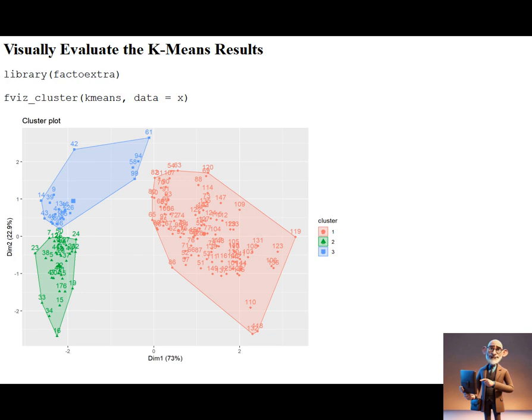It allows us to identify any potential issues, such as overlapping clusters or outliers. Visual inspection complements the quantitative assessment provided by the elbow method and other metrics, offering a holistic view of the clustering performance.